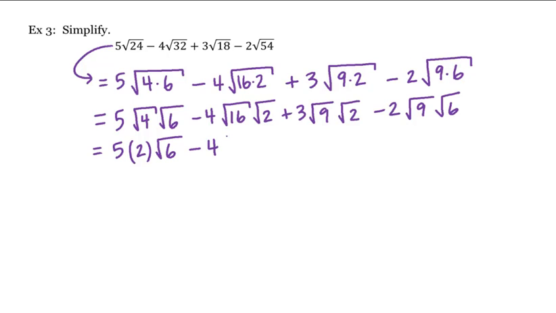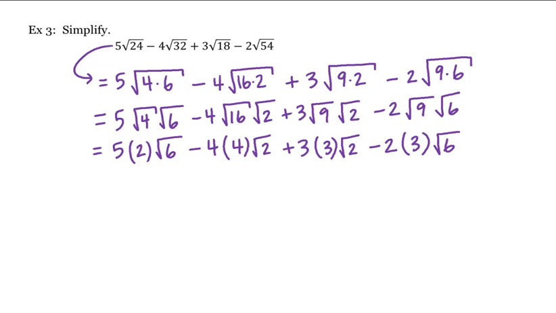4 times the square root of 16, which is 4, times the square root of 2, plus 3 times the square root of 9, which is 3, times the square root of 2, minus 2 times the square root of 9, which is 3, times the square root of 6, which is equal to 10 square root of 6 minus 16 square root of 2 plus 9 square root of 2 minus 6 square root of 6.